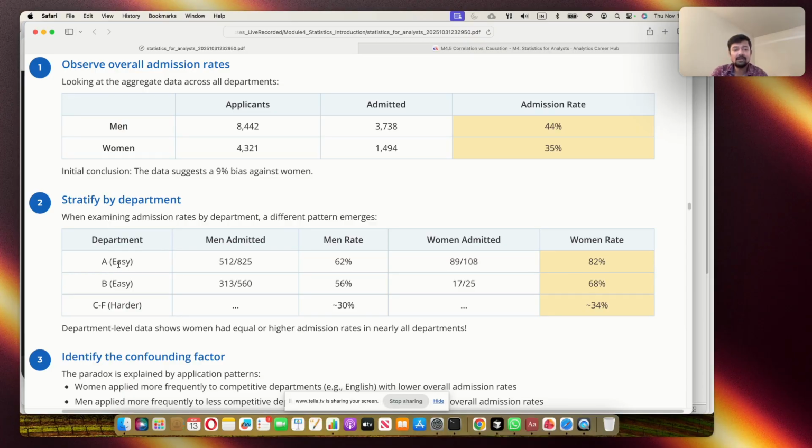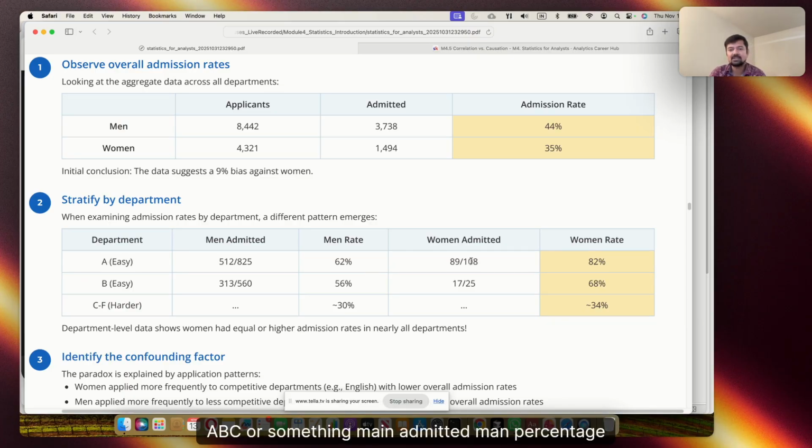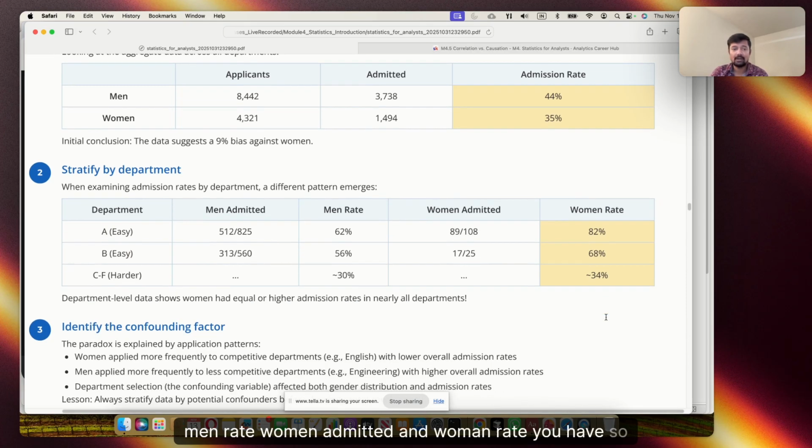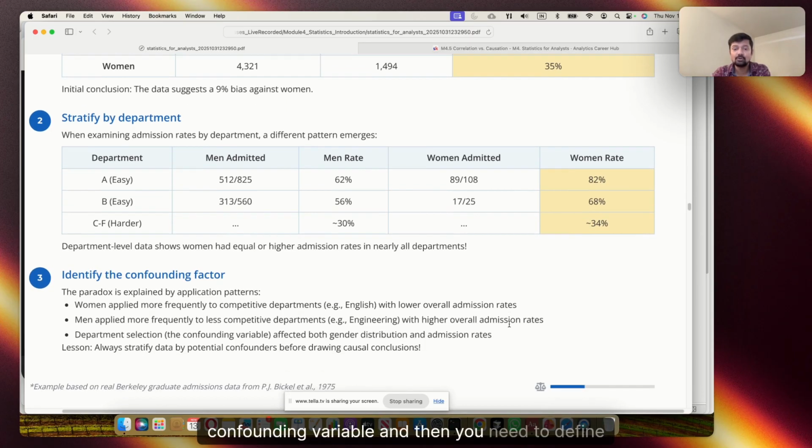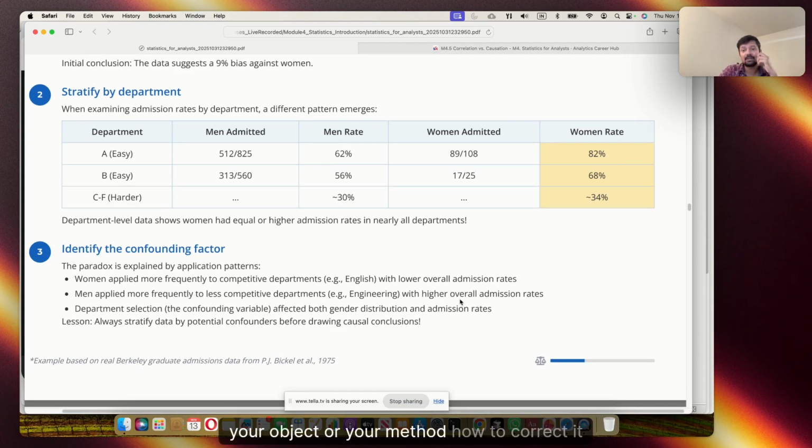So when you are doing department A, B, C or something, men admitted, men percentage, women admitted, women percentage, that should be the men rate, and women admitted and women rate you have. So the department-wise level shows that women have a higher admission rate in nearly all departments. So you need to see that if in some departments women have a higher rate, but overall women have a lower rate, then there will be some departments which are highly biased against a specific gender. So you need to identify those kinds of covariates, confounding variables, and then you need to define your method, how to correct it.